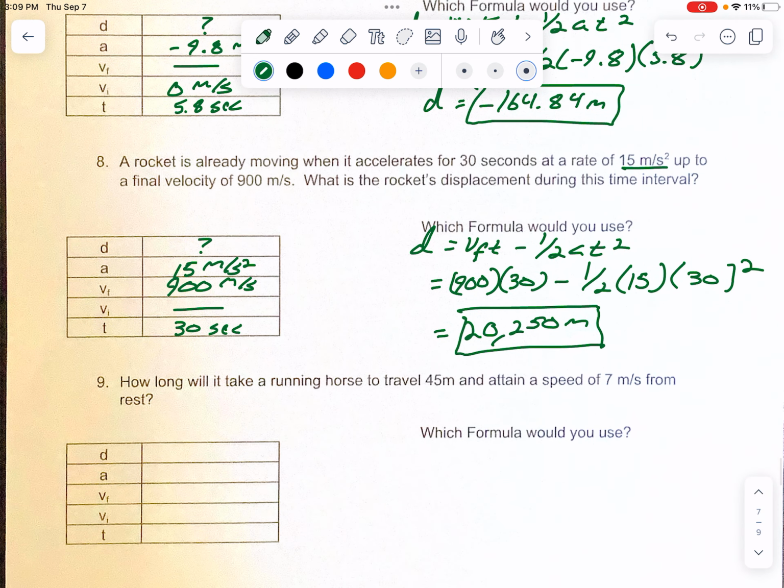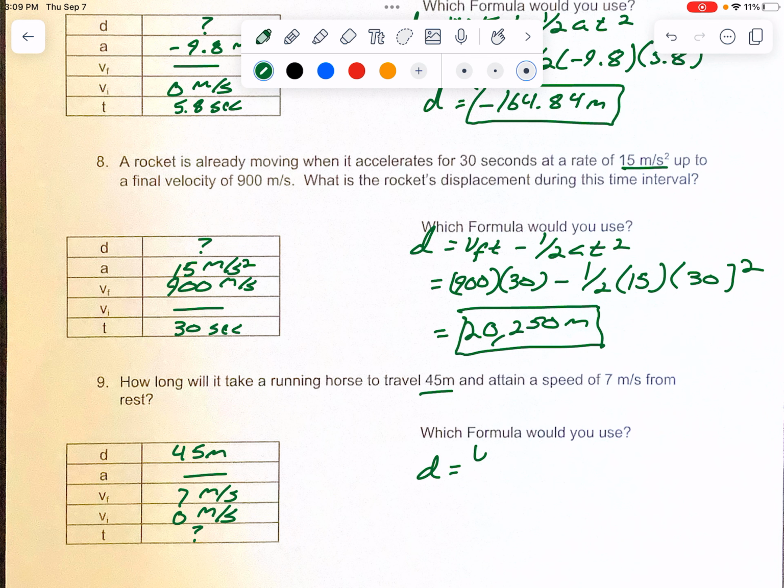Number 9, how long will it take a running horse to travel 45 meters? So there's your distance, so 45 meters, and attain a speed of 7 meters per second from rest. So V final is 7. VI is 0 since you started from rest. How long will it take? That means you're looking for T. That means we did not care about acceleration, so we're going to use equation number 2.